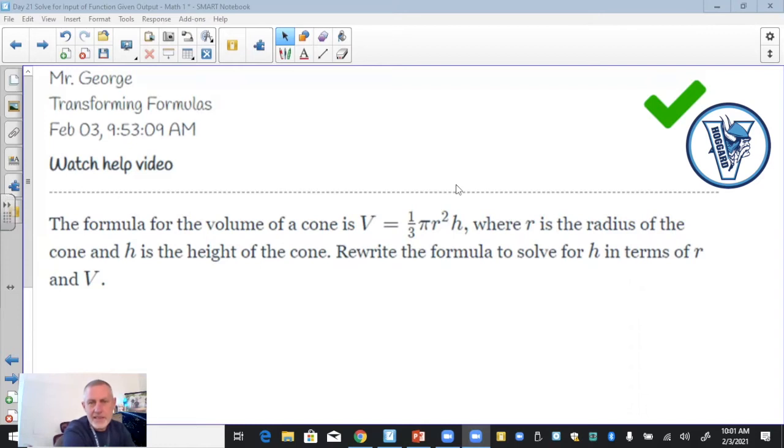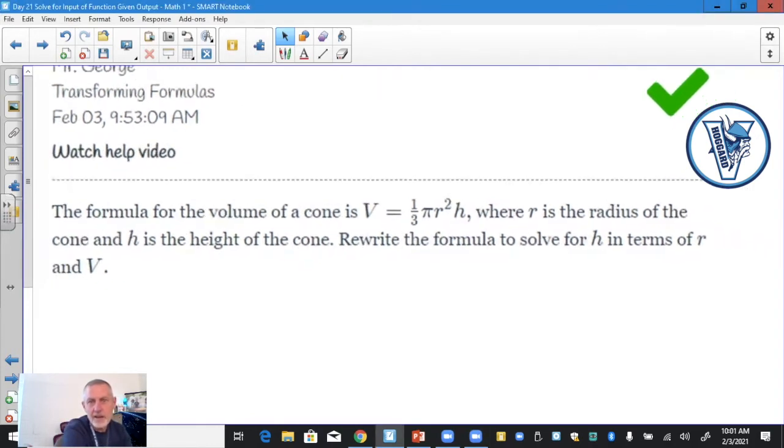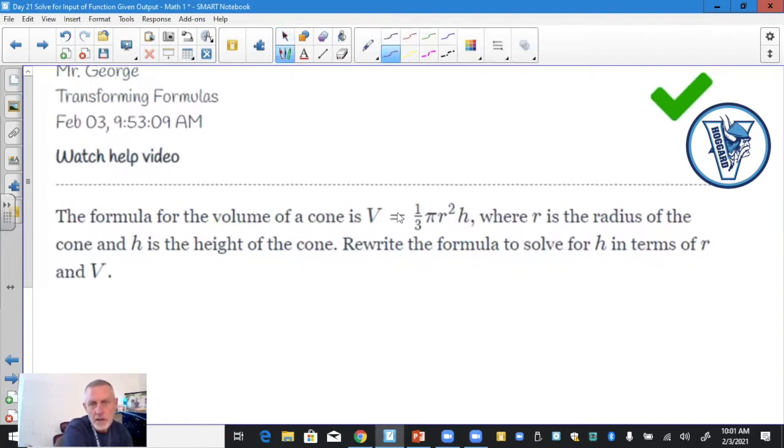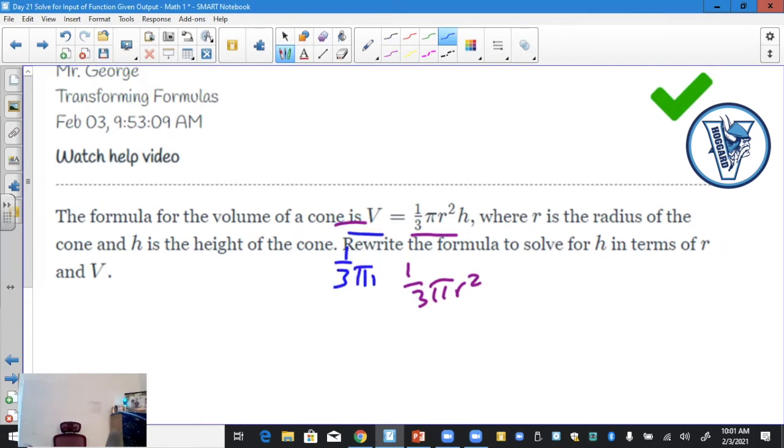So all I did, if I read this, this reads volume equals 1/3 times pi times r to the second power times h, all multiplication, which means in an equation that I can just divide, excuse me, I better get a pen here, divide by everything that's multiplied by the h. So I'm going to divide by 1/3 pi r squared. And on the other side of the equation, divide by 1/3 pi r squared.